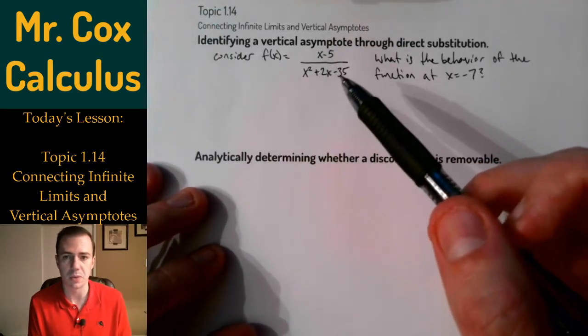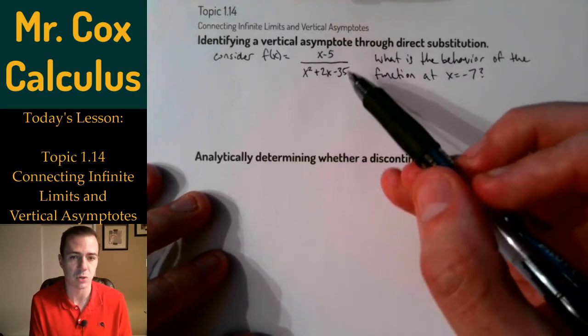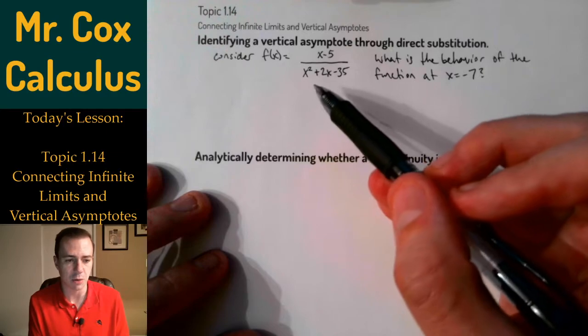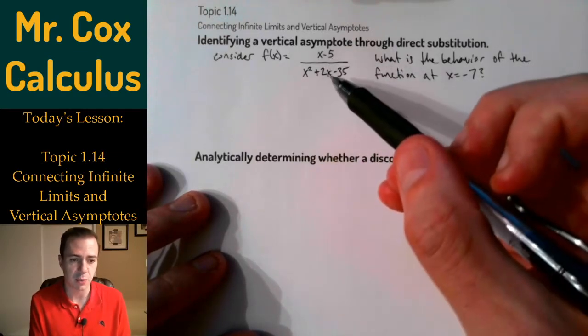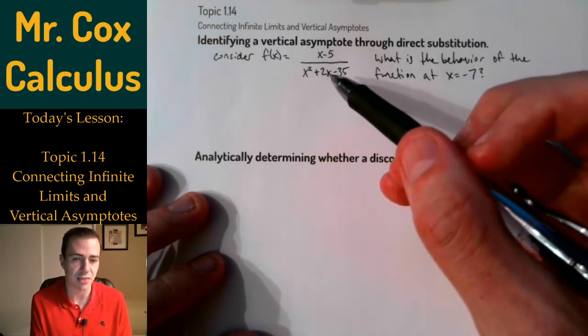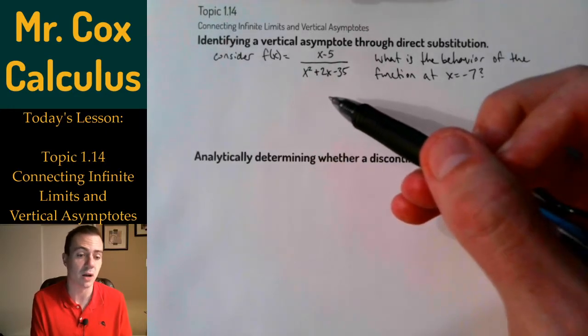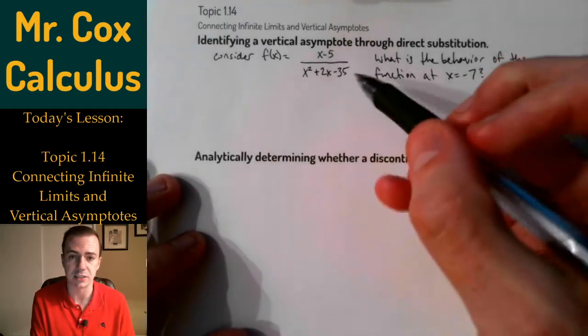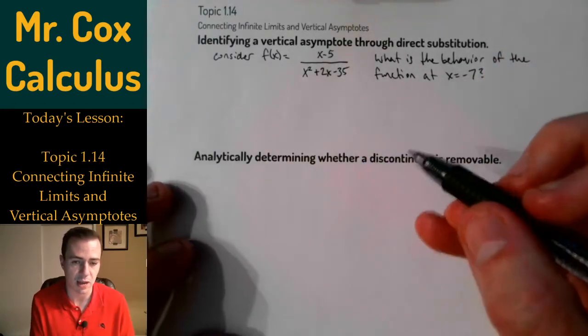And that's the result we were looking for with a vertical asymptote: I get a non-zero result in the numerator divided by a 0 result. And one of the things that I would say is make sure you don't say things like this equals -12 divided by 0, because that's not what it actually is.